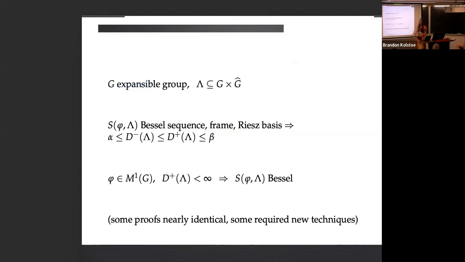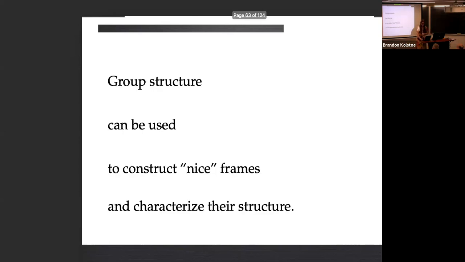And to finish up, the key idea is we get all of the same results except for the completeness results. We didn't do that. We even define a modulation theory, and if we have phi being in a modulation space of G and the upper Beurling density is finite, then we actually get that it's Bessel. Some of the proofs are nearly identical to what Chris and other co-authors had done, and some required new techniques, especially the ones where the original proofs required complex analysis, which we didn't have at hand.